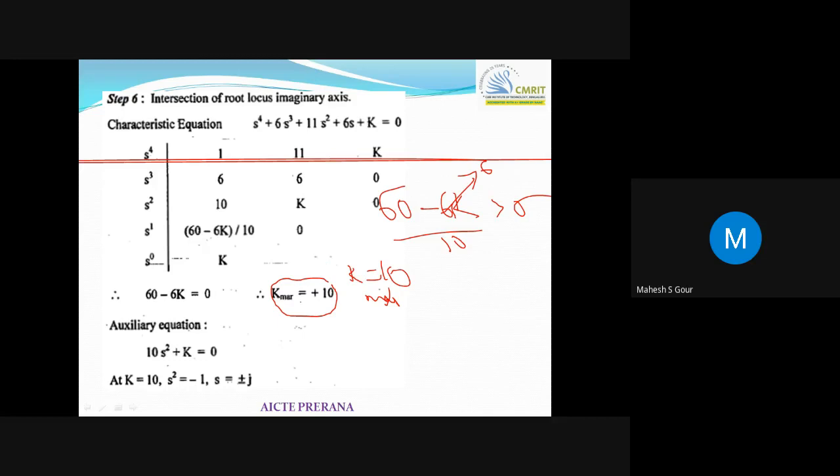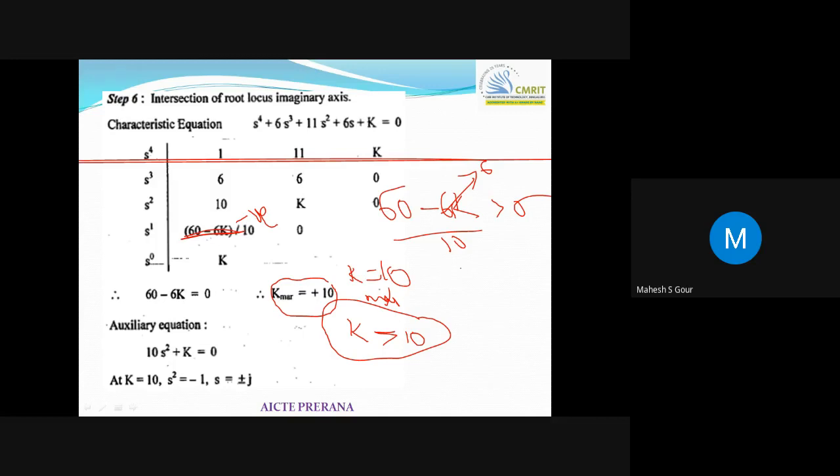Now suppose the k value is greater than 10. What will happen to the system? If I put a k value greater than 10, this whole term will become negative. Yes or no? When I put k greater than 10, this whole term will become negative and the system will become unstable. Correct?